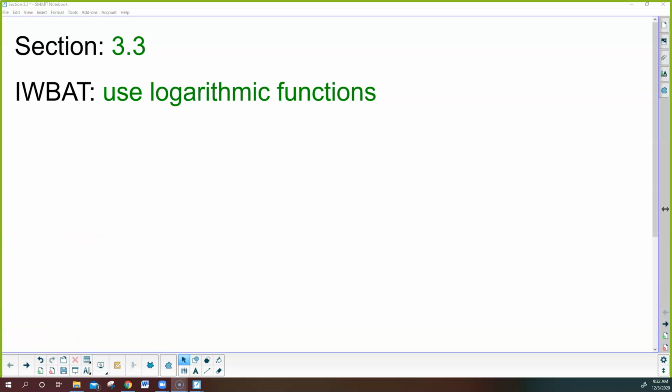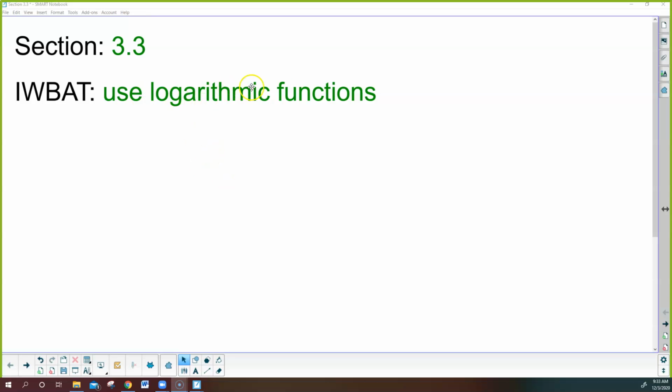All right, good morning, everyone. We're going to do 3.3, which is introducing something I don't think you've ever seen before. This is completely brand new. The nice thing is that it is based off of something that we've learned in the past.